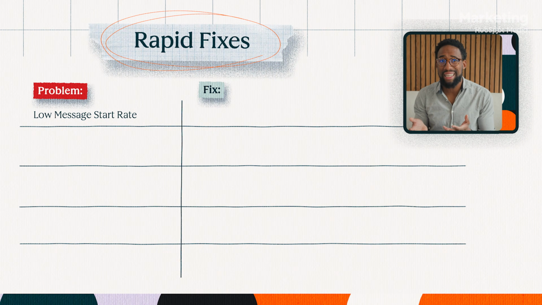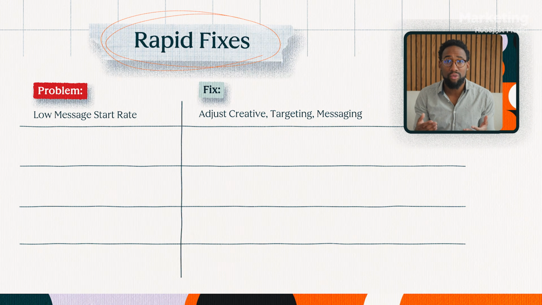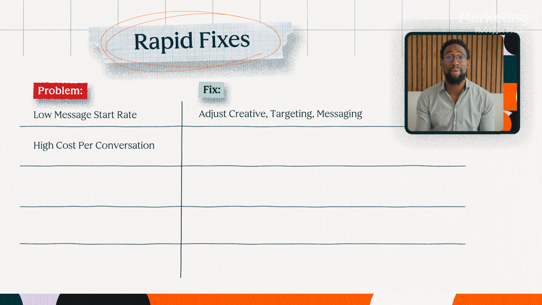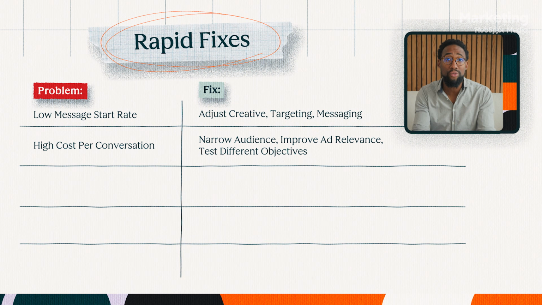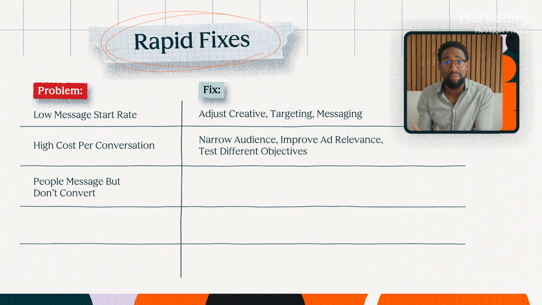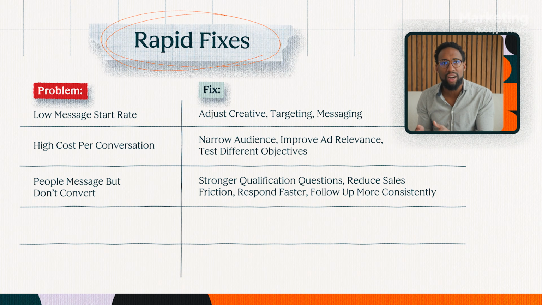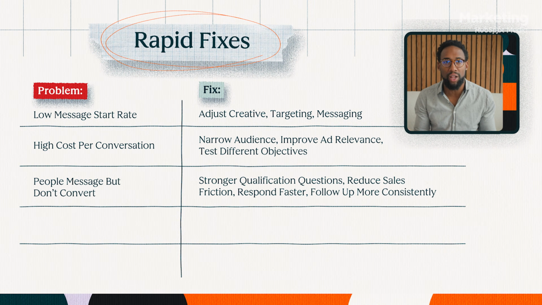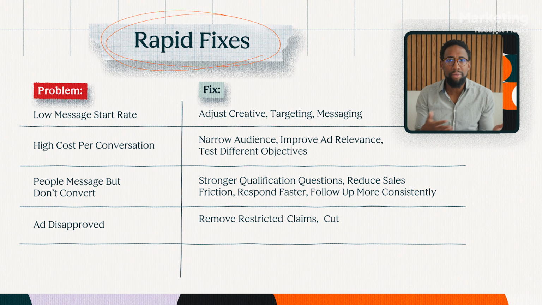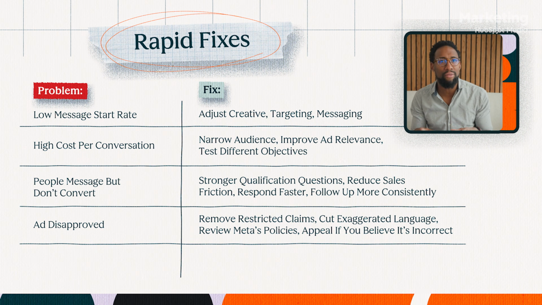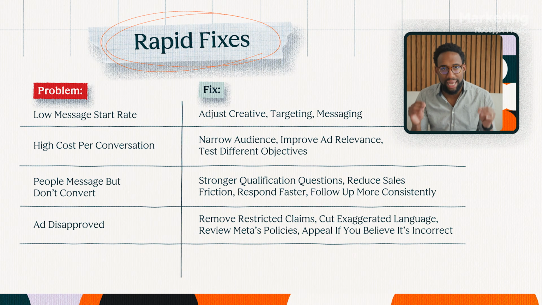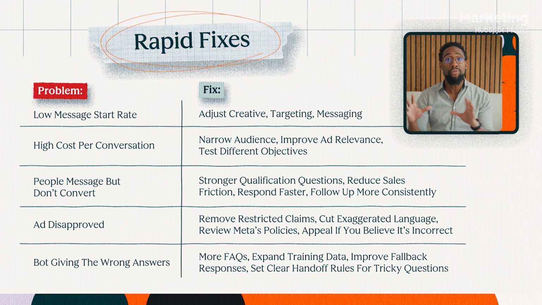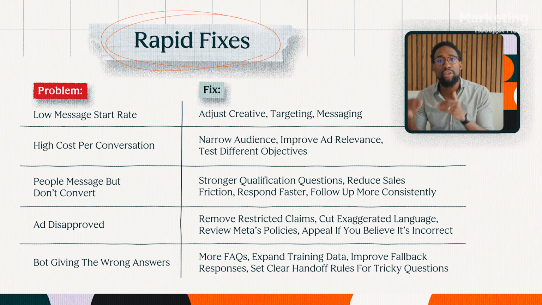Folks, if people click but don't message, improve creative, refine your targeting, test stronger message templates. If conversations are too expensive, narrow your audiences and improve your relevance. If people message but don't convert, you have to ask yourself, can we strengthen our qualification, reduce friction, respond faster, or be better with our follow-up? If ads get disapproved, try to simplify your language, remove restricted claims, and review Meta's policies to make sure you're not doing anything wrong. And if bots give wrong answers, add FAQs, expand training data, and improve their fallback responses. Put in the work to make your bots better.